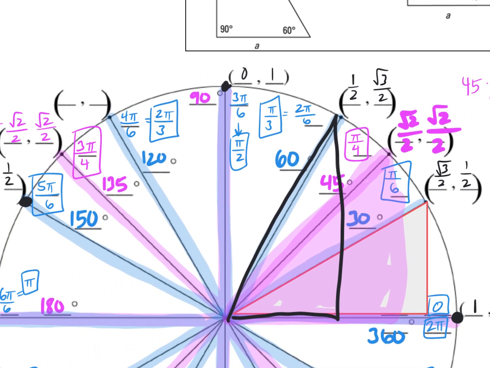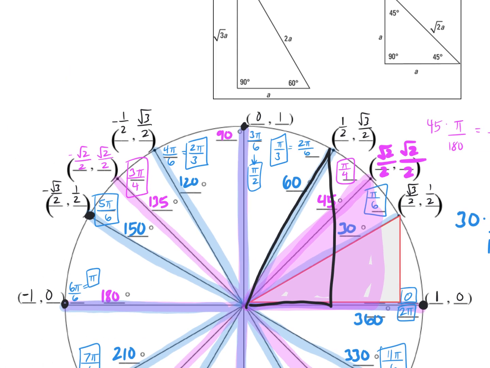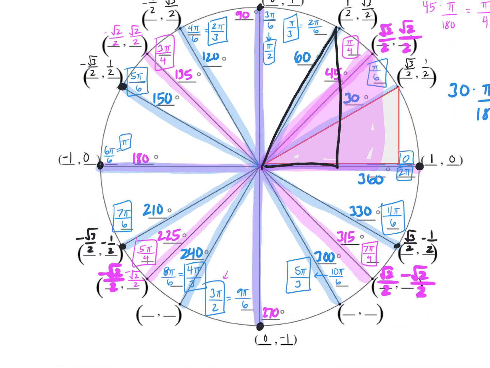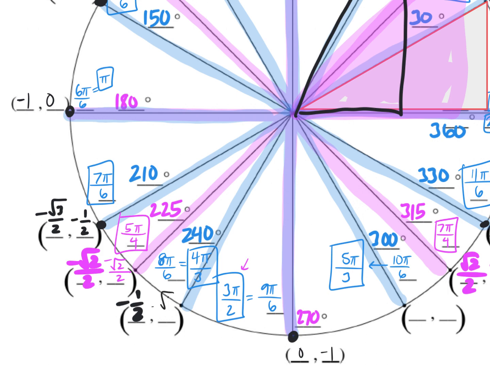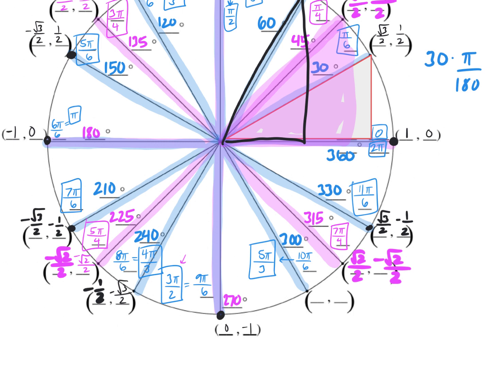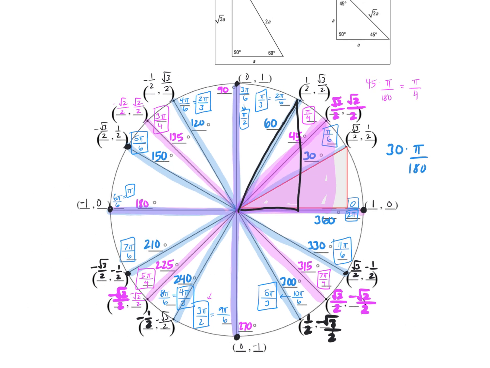Second quadrant, my first point is negative. Second point stays positive. Third quadrant, they will both be negative. And then last quadrant, positive and negative. So that whole thing right there is the unit circle.